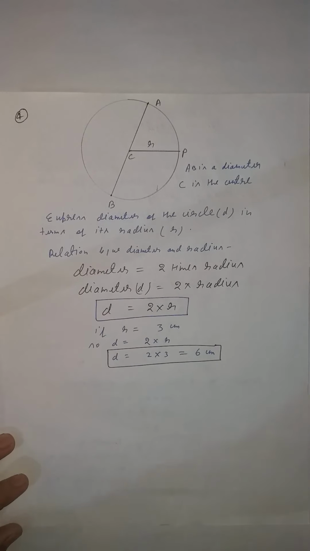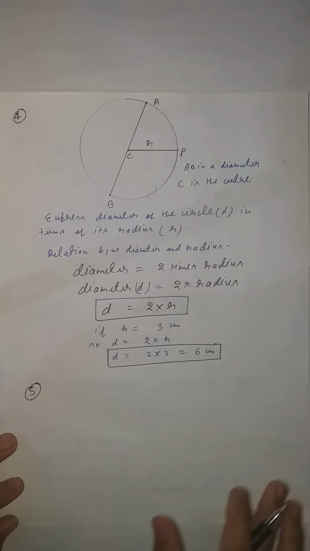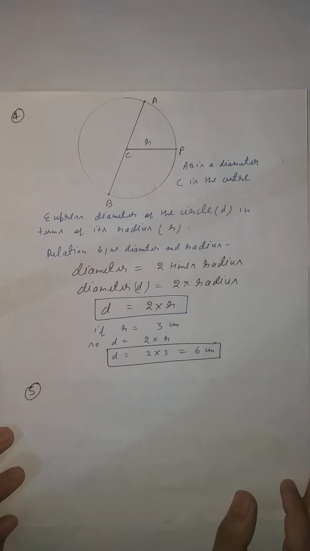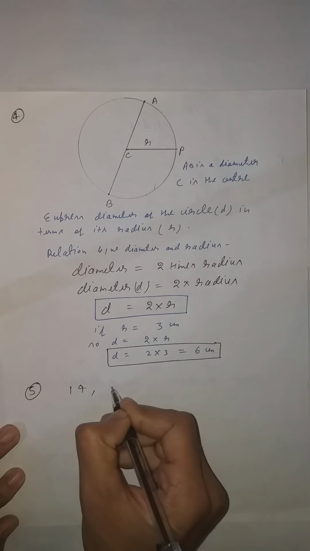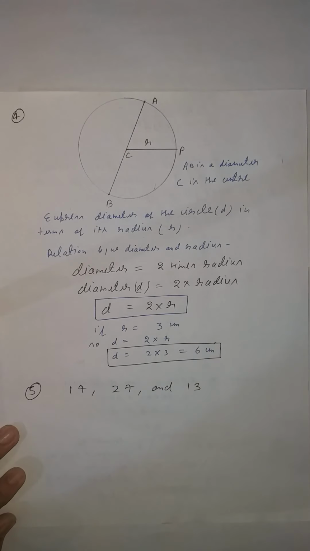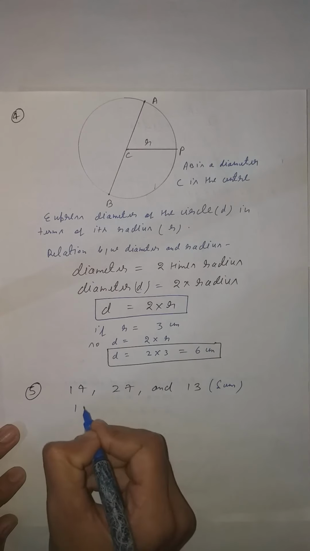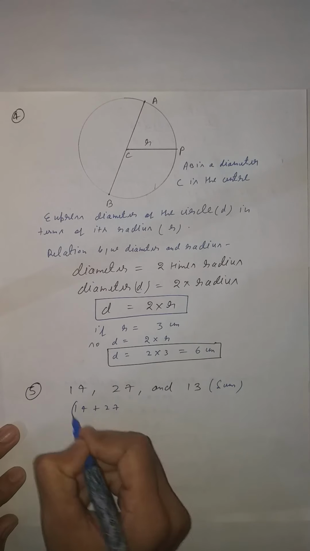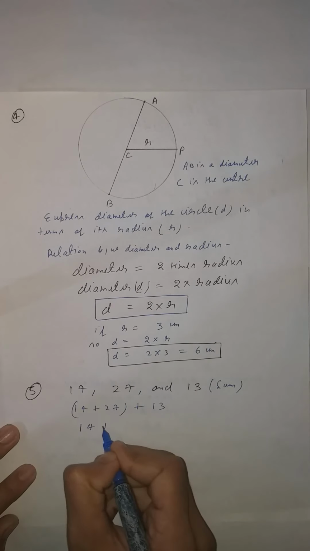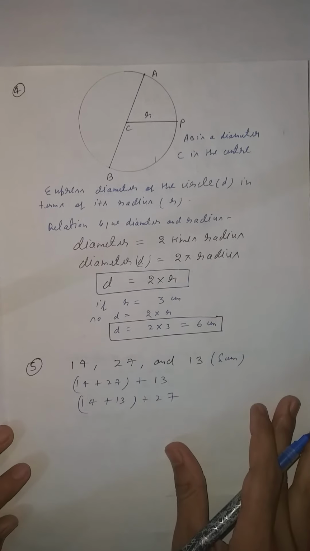Now the next question is question number 5. It is given to find the sum of 3 numbers 14, 27 and 13. We have 2 ways. Clear, student? If 14, 27 and 13 are given, so many ways to find the sum. You can write down 14 plus 27 in one bracket plus 13. What else can you write down? 14 plus 13 plus 27. This is another way.